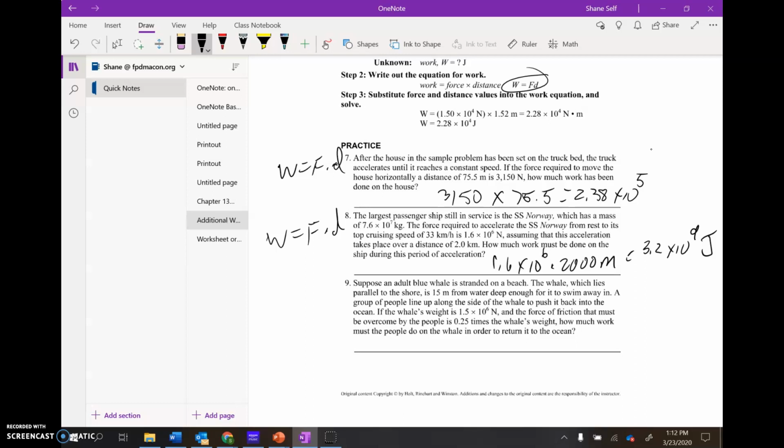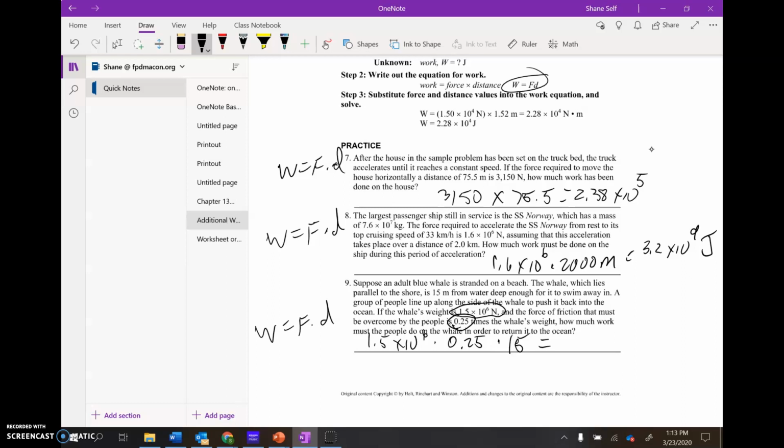The key thing here is you have to multiply in the force of the friction. Because that's also a force. So it's still work is equal to force times distance. But now your forces are 1.5 times 10 to the 6th, and you have a 0.25 friction force. All right, you're going to multiply all that by the distance, which is 15 meters. The key here is to get our two forces. They all have to be included into the equation.